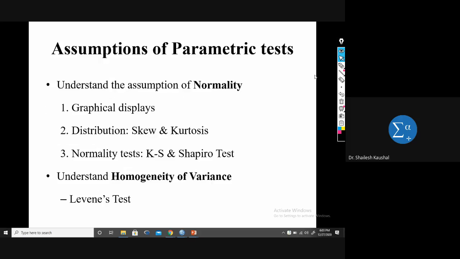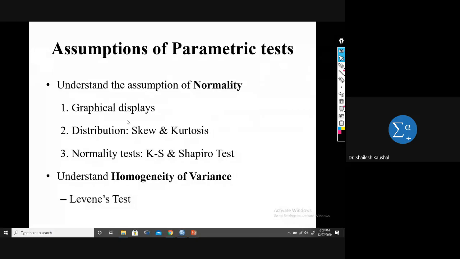Okay. Basically there are four types of assumptions in the parametric test, but two assumptions are very important for performing the parametric test. One is data should be normally distributed, and another is data should be homogeneous. So what does it mean, homogeneous? Let us understand the assumption of normality. So the first assumption is data should be normally distributed.